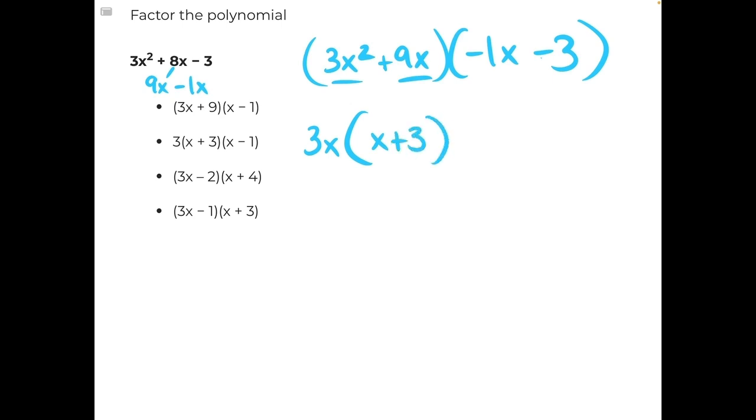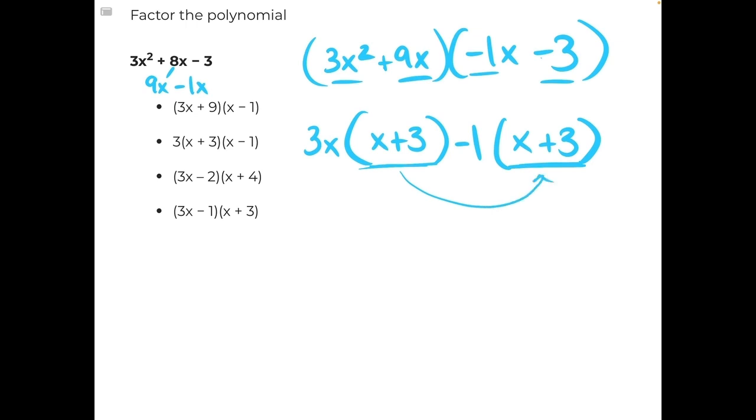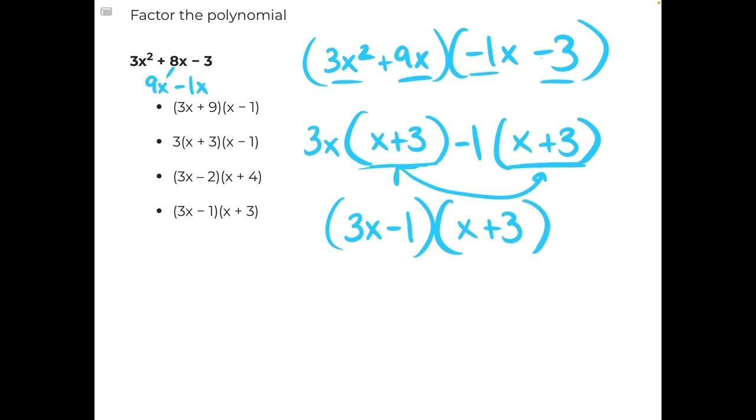Then over here we would need to factor out a negative 1. So we'd have negative 1 times what's left over is x, and then a positive 3 instead of a negative 3. So now that we have factored both of these out, we can see that we have identical multiples here, so we can rewrite this to be 3x minus 1 times that identical multiple, which is x plus 3. And this is the factored form of our trinomial up here, and that matches our last answer choice.